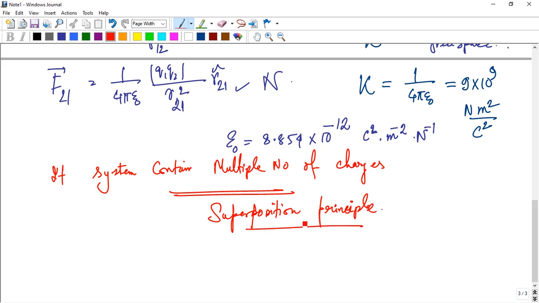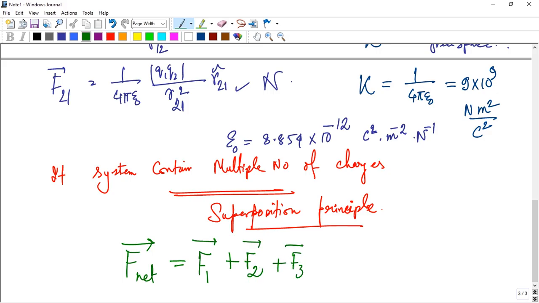The superposition principle says that the net force on a charge due to multiple other charges is the vector sum of the individual forces. So the net or total force is the sum of the individual forces F1, F2, F3, and if there are n charges, up to Fn. That's the superposition principle, and these are added vectorially. That's very important.